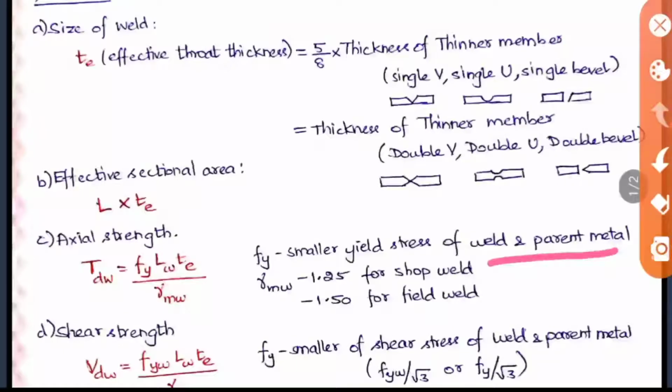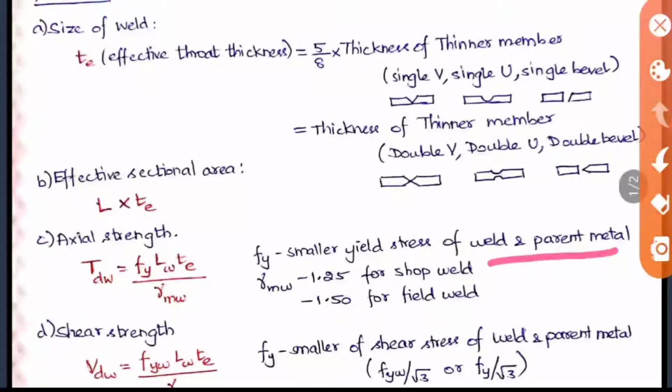So what does this mean? The parent metal may be two plates, and they'll be giving the MPa value for that. So the tensile strength will be 410 MPa, like that they'll be giving. But for weld, generally they'll be using 250 MPa only. So now we have 250 for weld metal and 410 for the plate metal. You should take the smaller of both, so it is 250. You should take that only as the Fy value here.